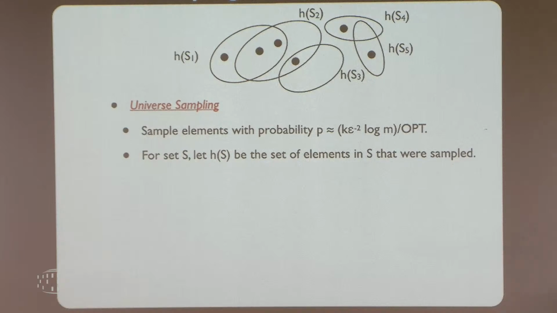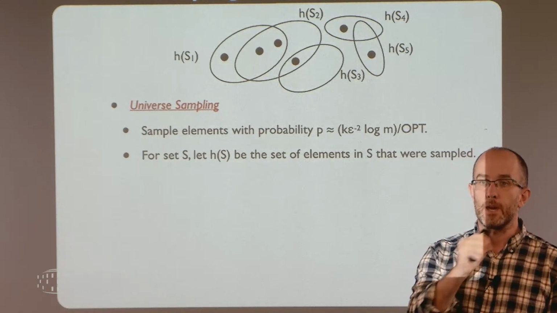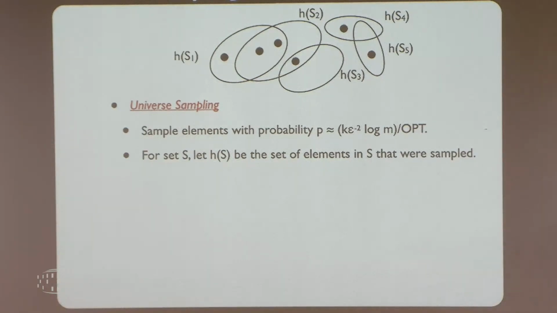Oh, opt is the value, the number of elements covered by the optimum solution. I'll typically assume that opt is known before we do any of these sampling things. You can address this shortcoming by various tricks.